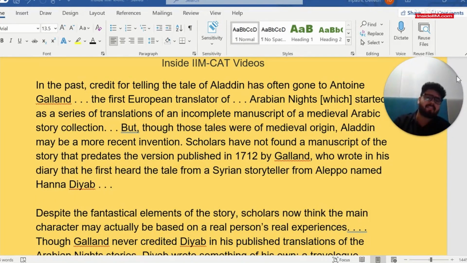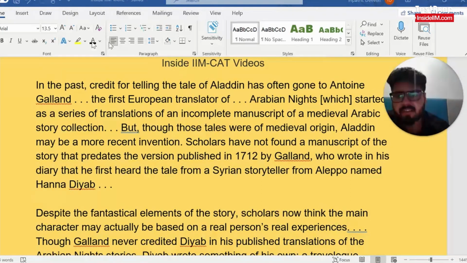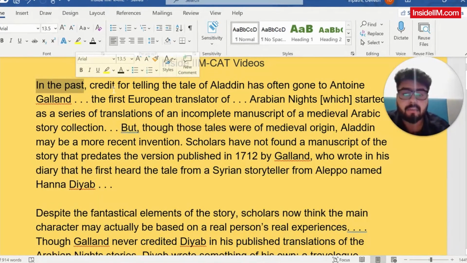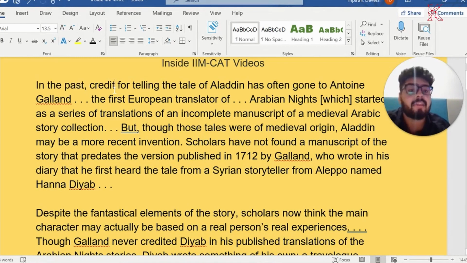In the past. Mind you, at the start the author cautions you using the words "in the past". It's not about the present, but about the past. Credit for telling the tale of Aladdin has often gone to Antonio Galland. So credit for telling the tale of Aladdin has often gone to Antonio Galland in the past. It's a thing of the past as of now.